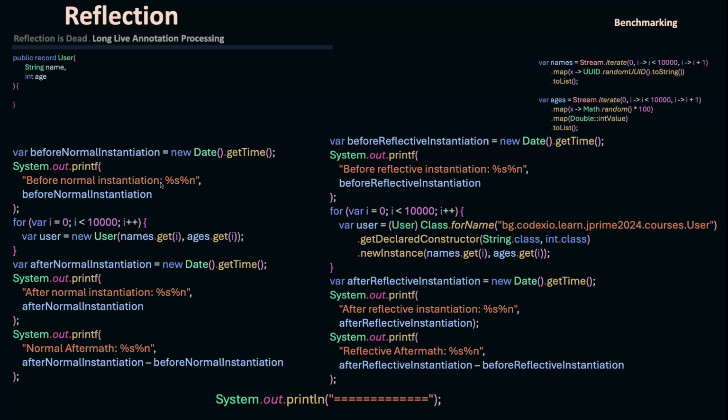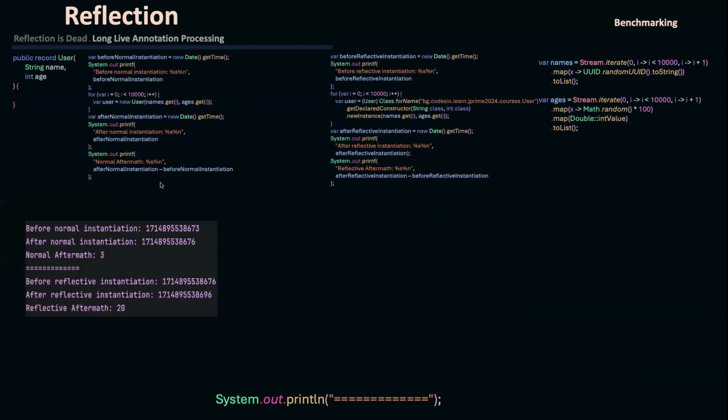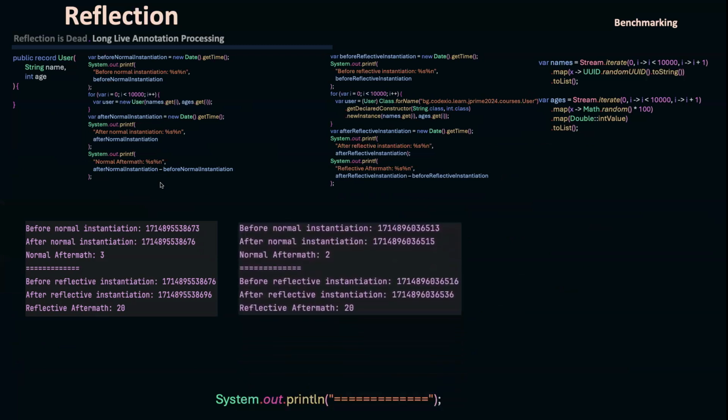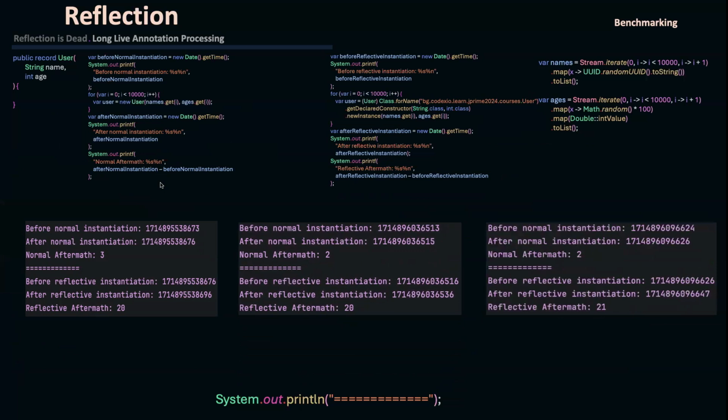Then we need to call new instance, which as a code is not that much, but it has performance degradations that are very significant. And if you don't believe me, you see it now. You see the normal instantiation takes 3 milliseconds and the reflective instantiation takes 20 milliseconds. Now you can say, hey, Ivan, you ran it only once, maybe it's biased. Well, second time, it's even worse, and worse on the third time.